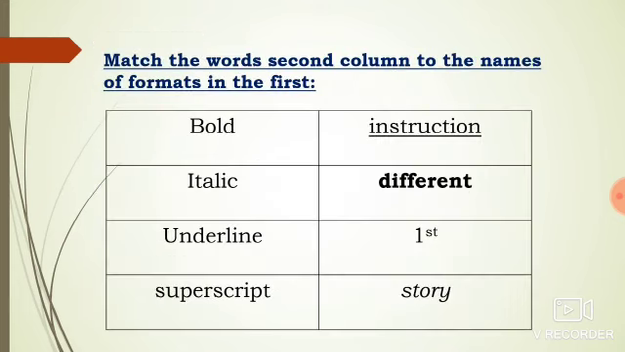Next, you have to match the words in the second column to the names of formats in the first. So bold, italic, underline, superscript, you have to match with their formats. Okay children, do it in your book.